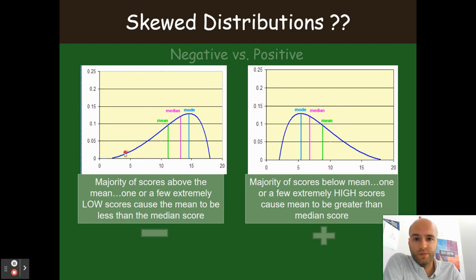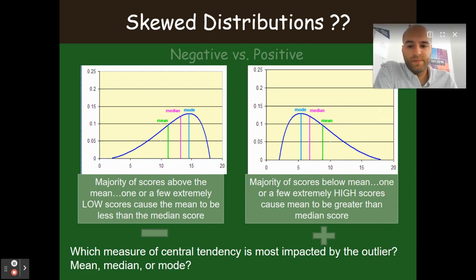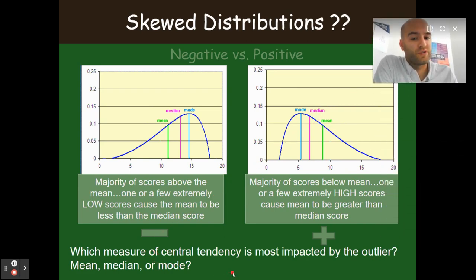That's a negative skew. On the opposite end, a positive skew, the majority of your scores are below the mean over here, but your mean is being pulled this way because one or a few extremely high scores cause the mean to be greater than the median and the mode. So we no longer have a normal distribution. It's a positive skew being pulled towards the right. So having analyzed this, which measure of central tendency is most impacted by the outliers?